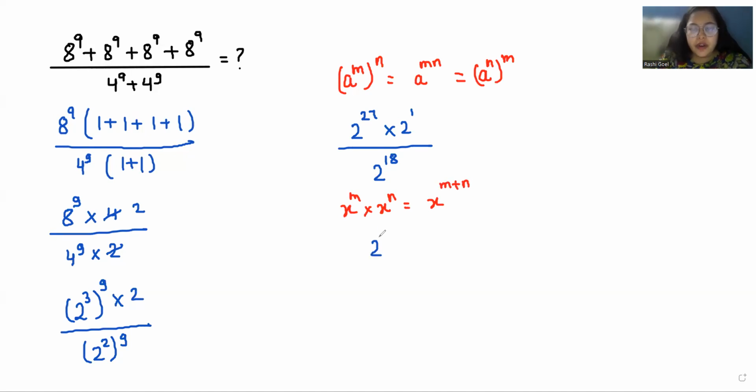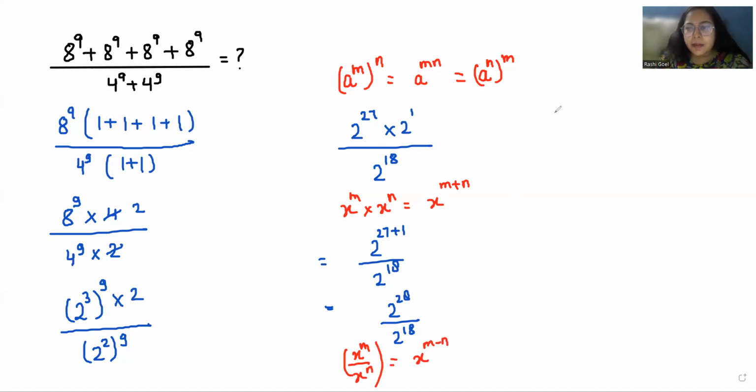So 2^(27 plus 1) over 2^18. So it becomes 2^28 by 2^18. Another exponent rule of division, that is x^m by x^n, we can write as x^(m minus n). So it becomes 2^(28 minus 18), which is equal to 2^10, and the value of 2^10 is 1024.